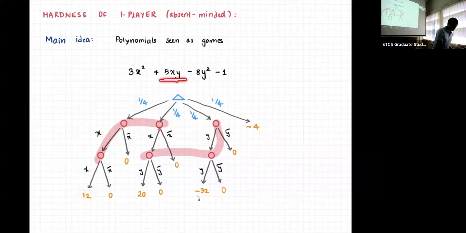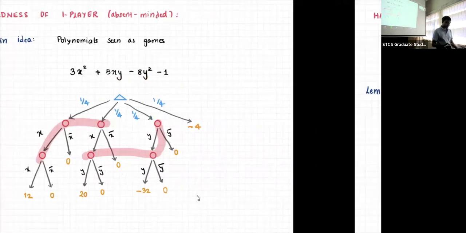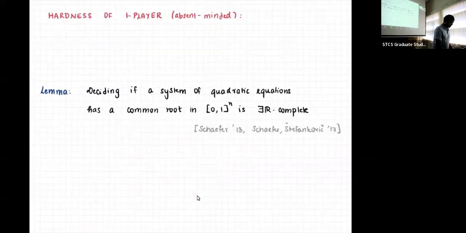And once again, for this one, I just have to put x and y. And this x is the same as this x, so I put this information set. I mean, wherever x appears, I will cover it using an information set. Okay, so this will give you an immediate reduction from polynomials to games. Okay, and then we make use of some existing result, which is that deciding if a system of quadratic equations has a common root in 0, 1 is known to be ∃R-complete.